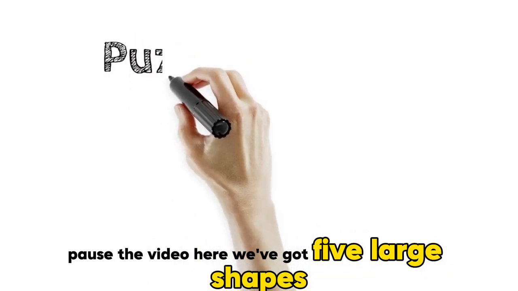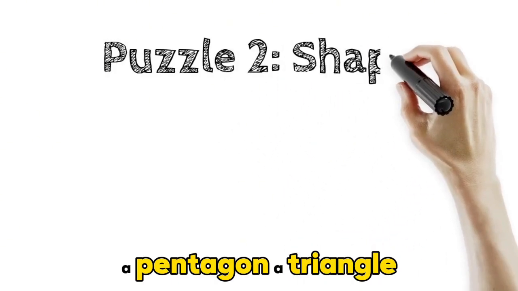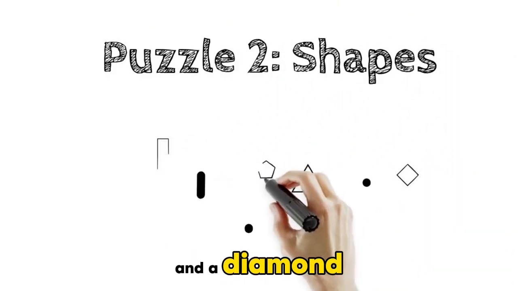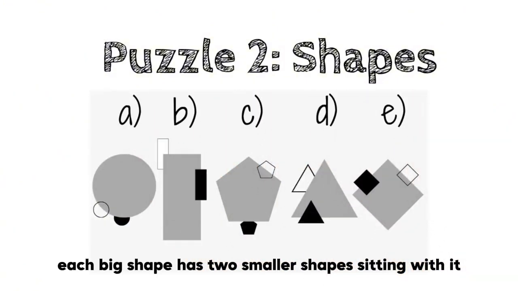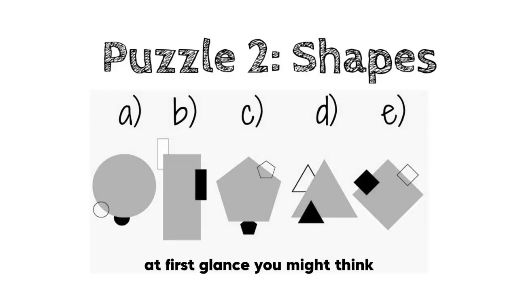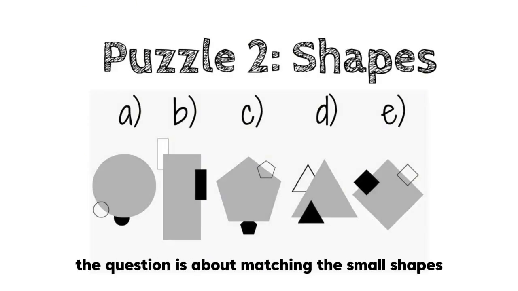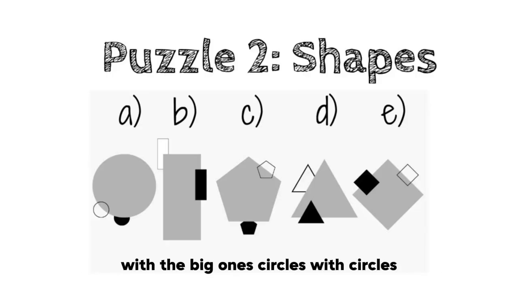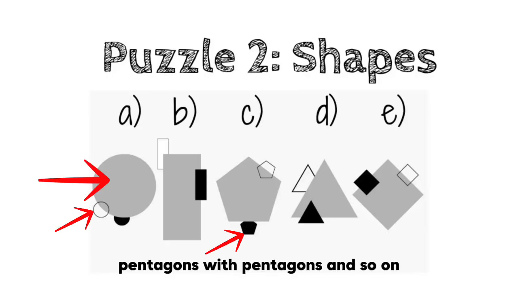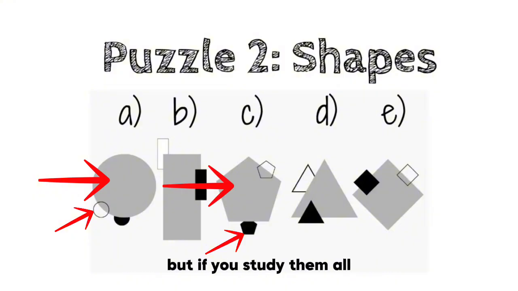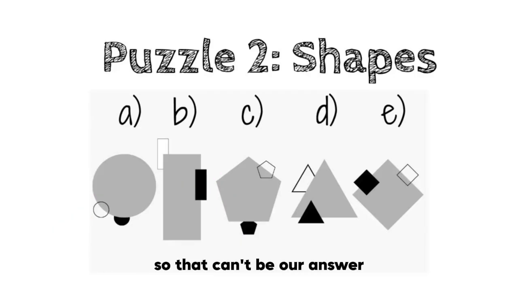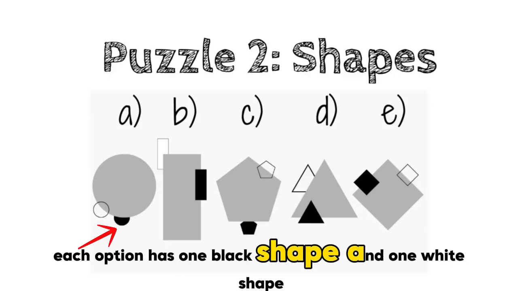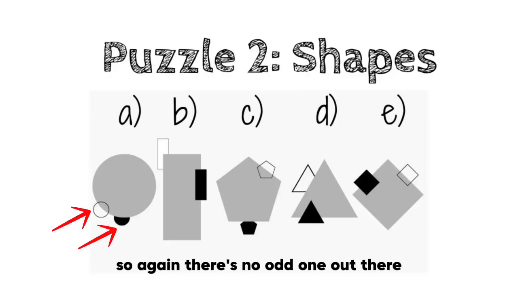Here we've got 5 large shapes: a circle, a rectangle, a pentagon, a triangle, and a diamond. Each big shape has 2 smaller shapes sitting with it, 1 black and 1 white. At first glance, you might think the question is about matching the small shapes with the big ones, circles with circles, pentagons with pentagons, and so on. But if you study them all, you'll notice there isn't a large shape that breaks that rule. So that can't be our answer. Maybe it's about the colors. Each option has 1 black shape and 1 white shape, so again, there's no odd one out there.